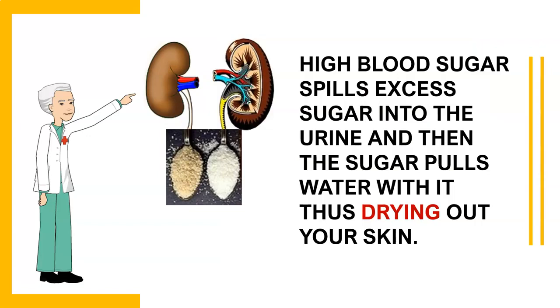Poor control of diabetes with high blood sugar spills excess sugar into the urine, and then the sugar pulls water with it, thus drying out your skin and making you pee more.